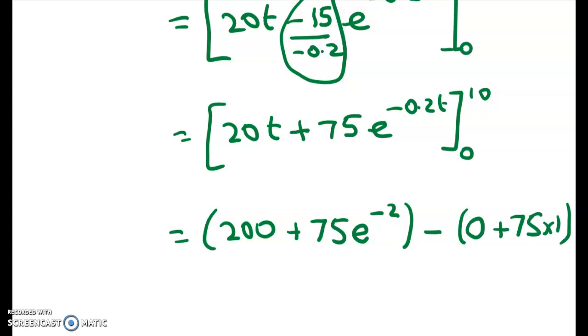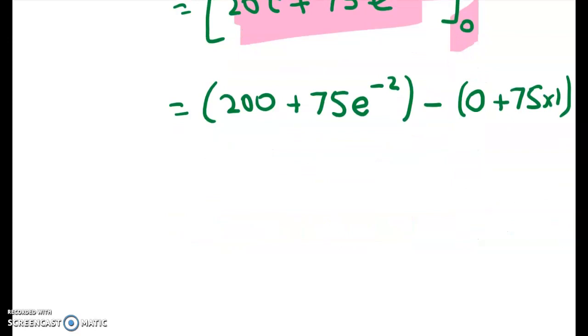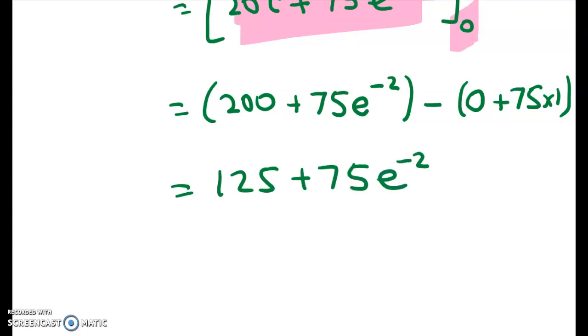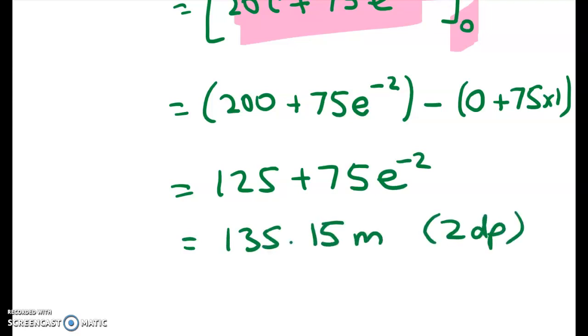Now this is one of those times when we're integrating where a common mistake that students make is to see that that's a 0 and think, oh yeah, all of that term is going to be 0. It's often not. The two times where it's most often not are where we've got an exponential or a cosine function, because cosine of 0 is 1. Just be careful to watch out for that. If you grab your calculator and work all of that out, you'll get 125 plus 75 times e to the negative 2, and that gives me all up 135.15 metres, to 2 decimal places.